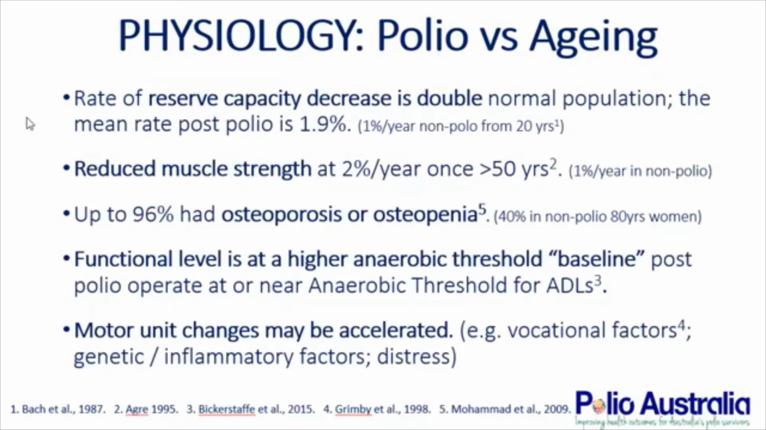Both late effects of polio and post-polio syndrome, if we look at the physiology a little closer, polio versus aging, we had that chart I was referring to moments ago with the two health events. That showed that top grey line was the 1% per year for non-polio in terms of change. And that grey line is derived from this finding. The first one, which is rate of reserve capacity decrease, is double the normal population. So the mean rate post-polio is about 2%, which is double that of the 1%.